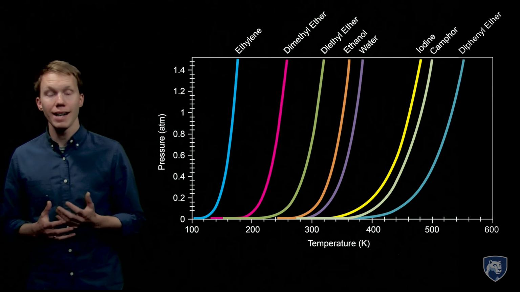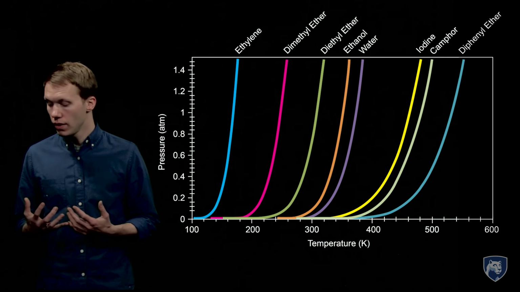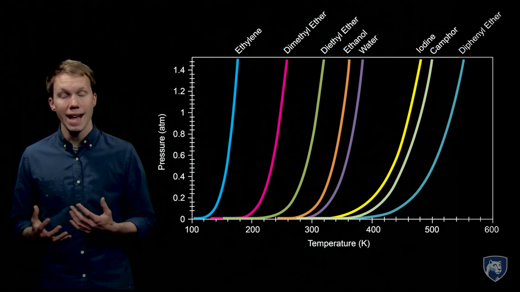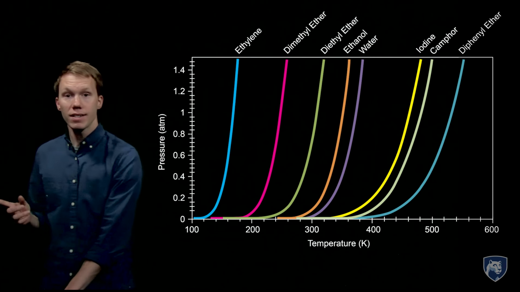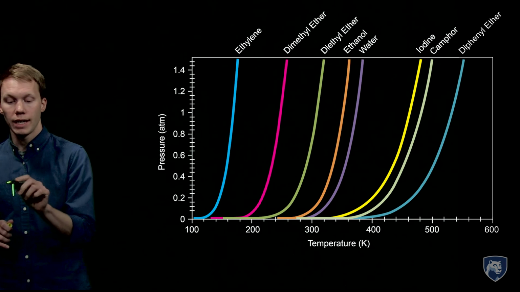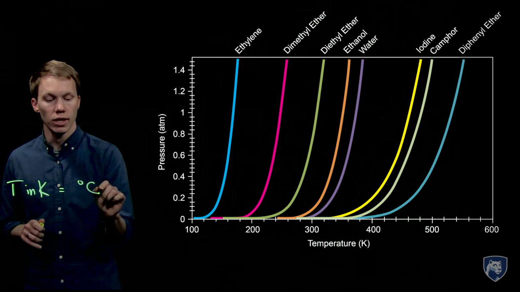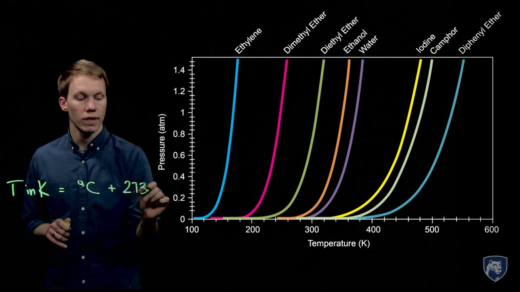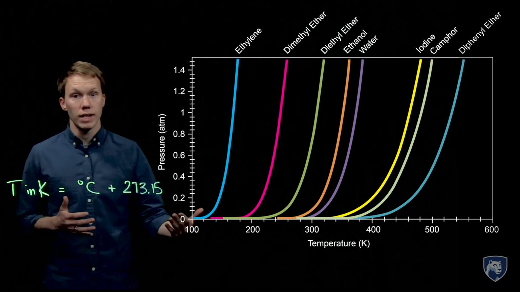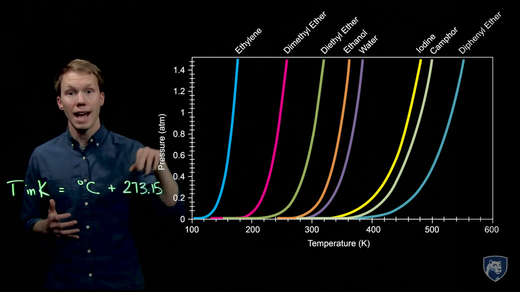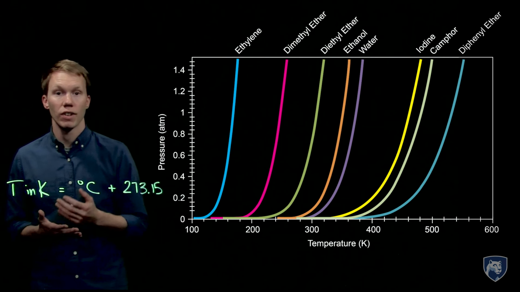This plot shown here highlights the relationship of vapor pressure and temperature. We have vapor pressure in units of atm on the y-axis and temperature on the x-axis in Kelvin. I'll take a second now to remind you that the temperature in Kelvin can be related to degrees Celsius by taking the temperature in degrees Celsius and adding 273.15. As temperature increases, the vapor pressure increases. We can see that on each individual curve. Each curve here represents a different compound.